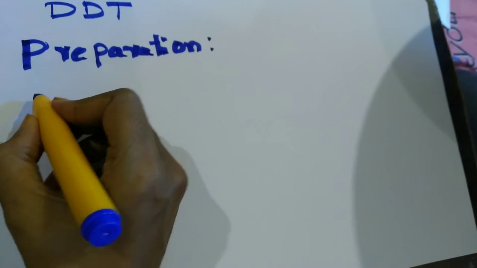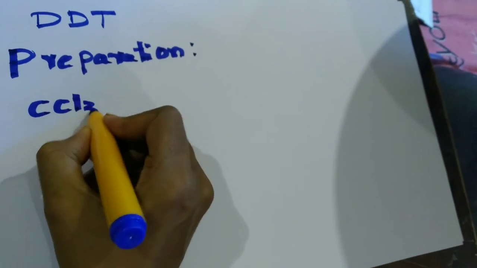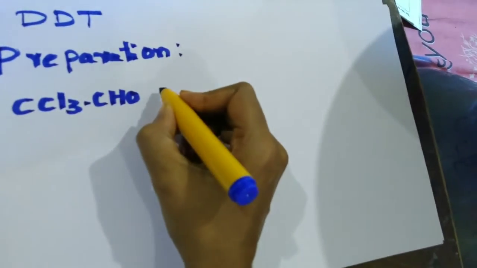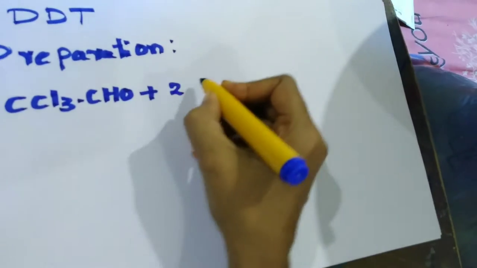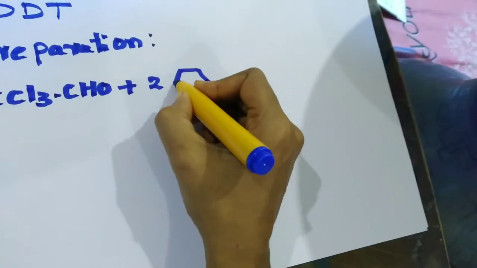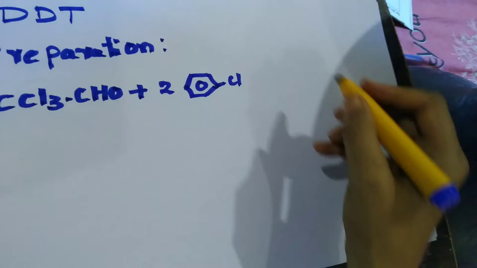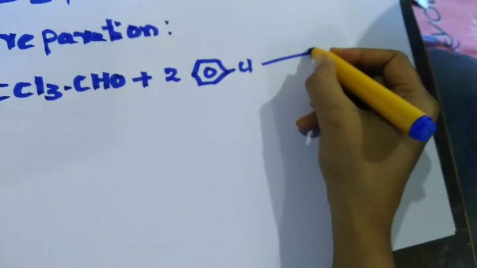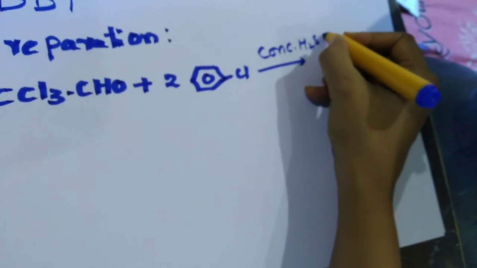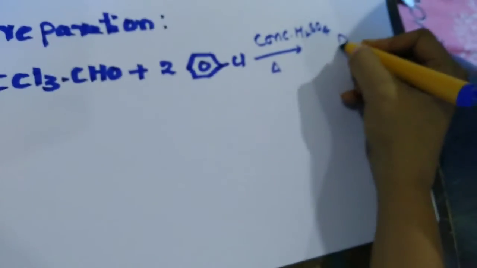First we take 1 mole of chloral. What is chloral? Chloral is CCl3CHO. It is a formula. It reacts with 2 moles of chlorobenzene in the presence of concentrated H2SO4. Concentrated H2SO4 on heating gives DDT.